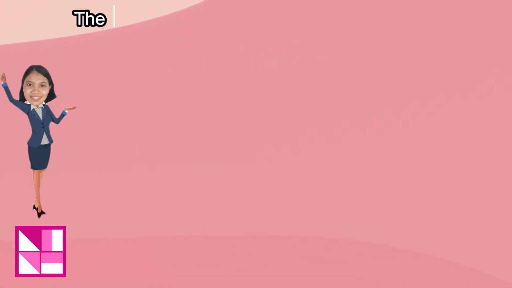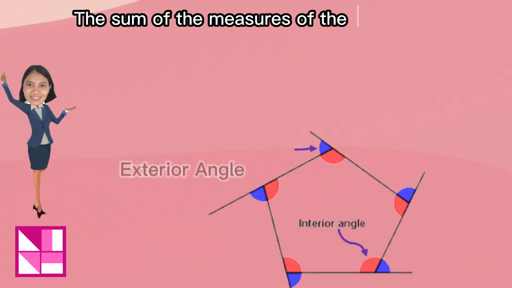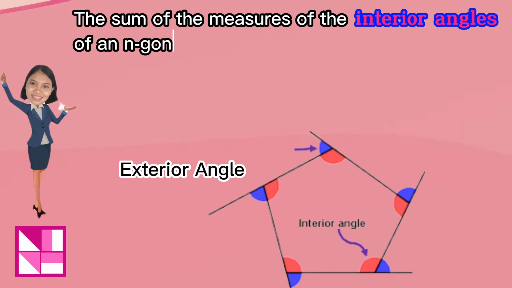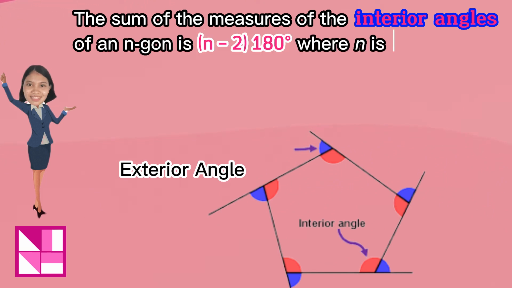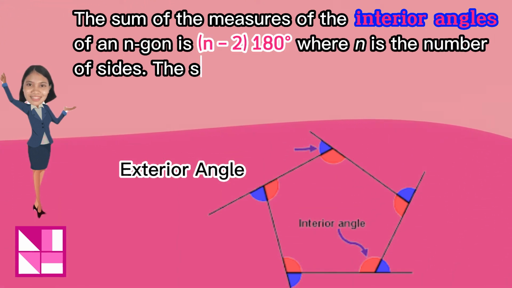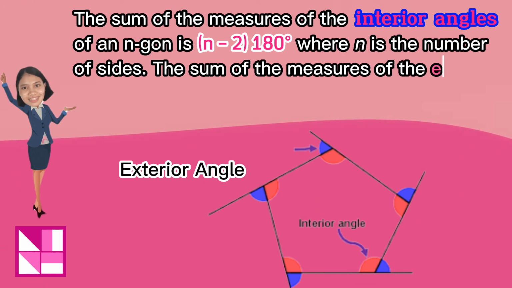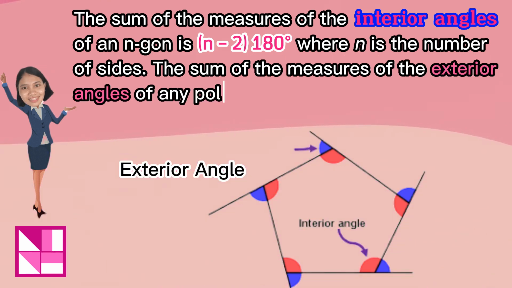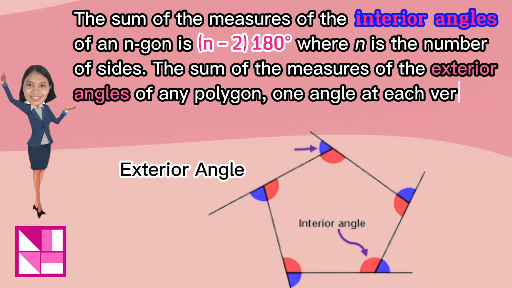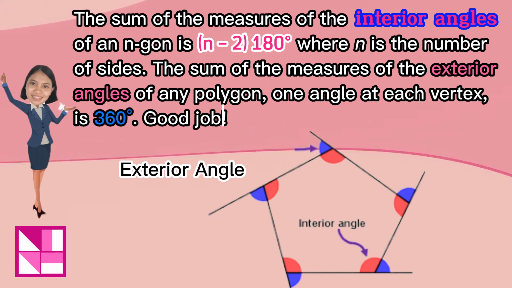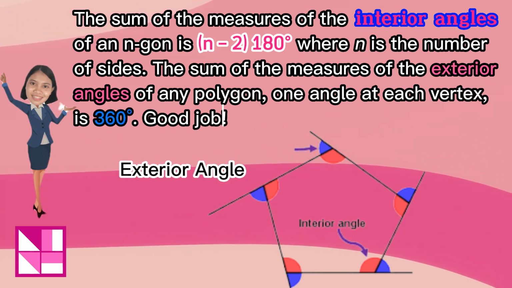The sum of the measures of the interior angles of a polygon is the quantity n minus 2 times 180 degrees, where n is the number of its sides. The sum of the measures of the exterior angles of any polygon, one angle at each vertex, is 360 degrees.